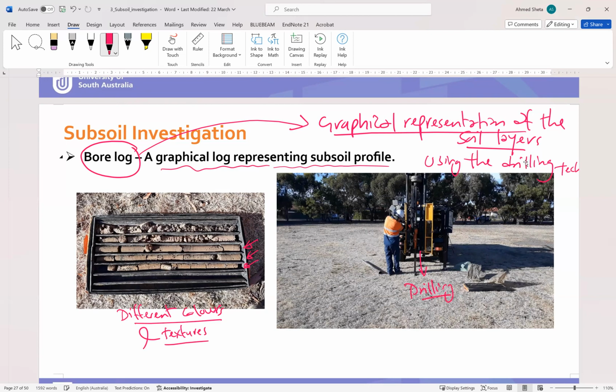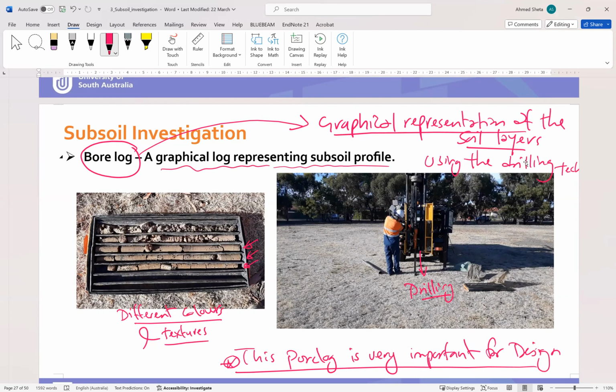This bore log is very important for design because it gives us a wide view of the properties of the soil layers underneath the building we are designing.